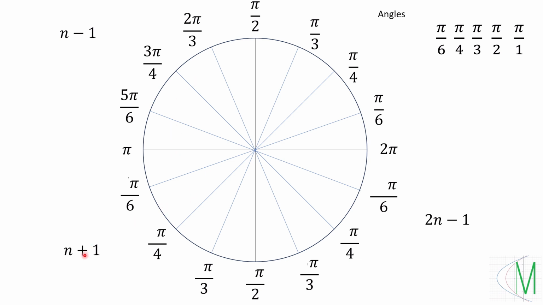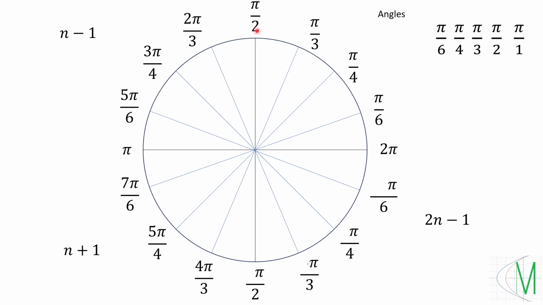Let's go down to the third quadrant. N plus 1. So I'm going to take this denominator and add 1. 6 plus 1 is 7. 4 plus 1 is 5. And 3 plus 1 is 4. So 7 pi over 6, 5 pi over 4, and 4 pi over 3. And those are my angles.